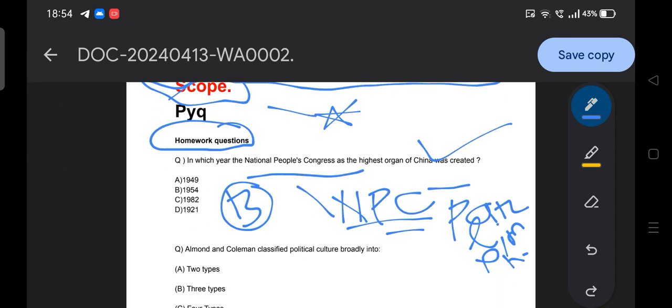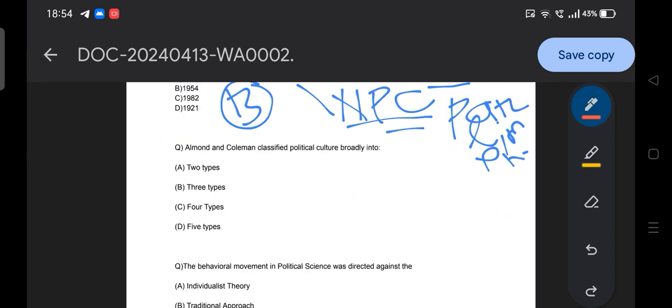So let's start. The question in front of you: Almond and Coleman classified political culture broadly into what? Option A, two types. B, three types, C, four types, and D, five types. You can provide the answer. The answer to this question is option B.